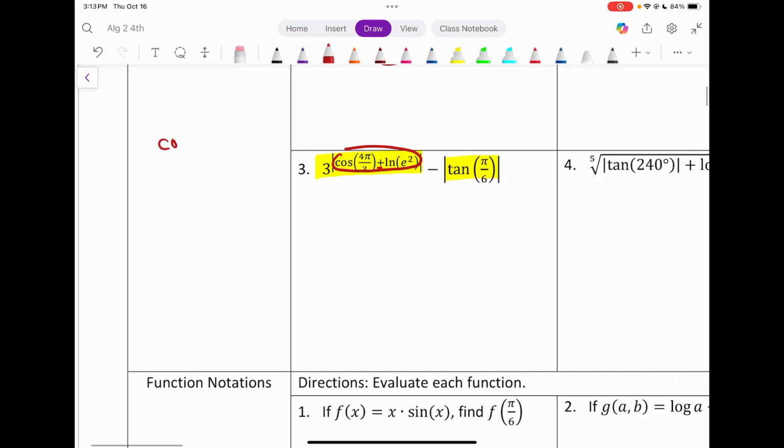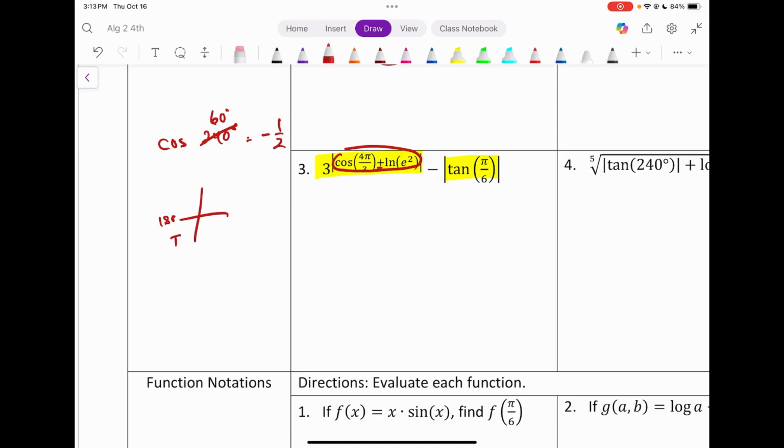First piece, I'm going to do the cosine of 4 pi over 3, which is 240 degrees. 240 is in the third quadrant. All students take calculus. Tangent's the only thing positive, so my answer here will be negative. 240 is 60 degrees away from 180. So therefore, that's my reference. The cosine of 60 is 1/2.